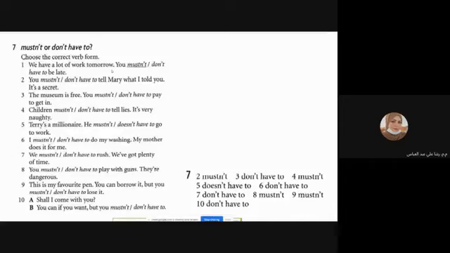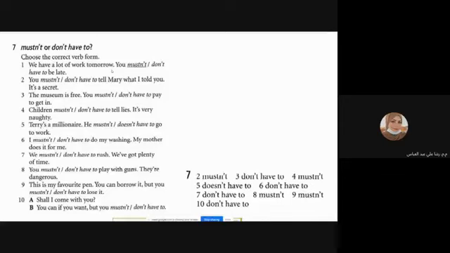6. I don't have to do my washing. My mother does it for me. لا أحتاج للغسيل لأنه أمي تقوم بذلك. 7. We don't have to rush. We have got plenty of time. لا نحتاج للإسراع لأن لدينا الكثير من الوقت.